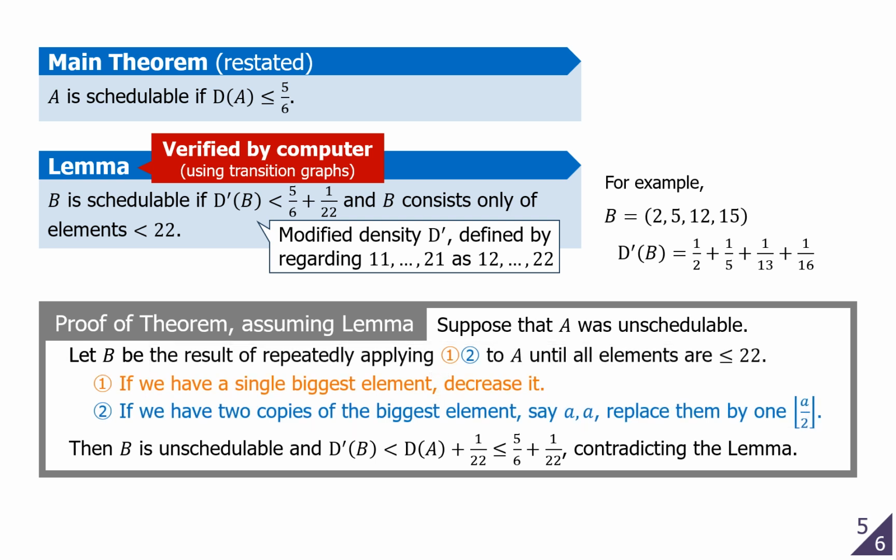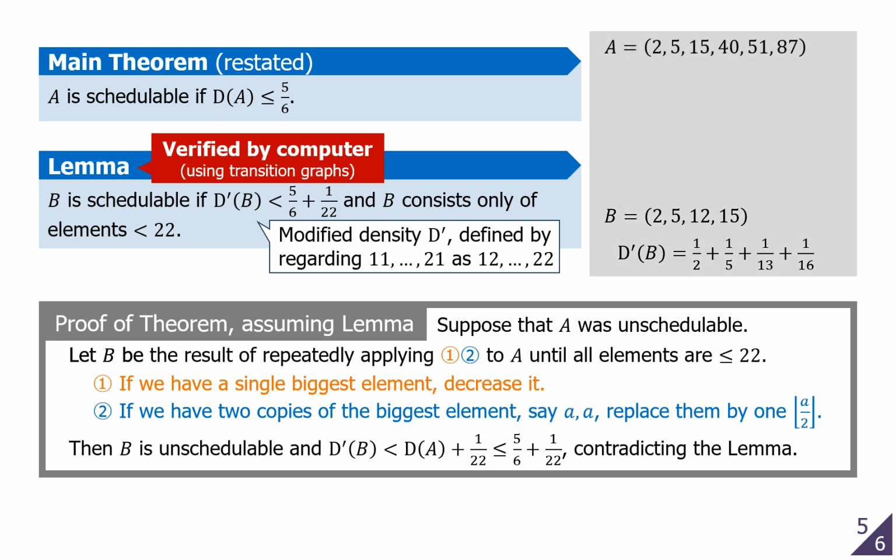For that purpose, we'll eliminate large periods from the instance by applying the following two operations, which I will explain by example, starting with this instance A on the top. Operation 1 is to reduce the largest period in the instance. In this case, we reduce 87 to 51 to align it with the second largest period. Next, operation 2 combines two identical tasks into a single task with half the period. In this case, the two copies of 51 become a 25.